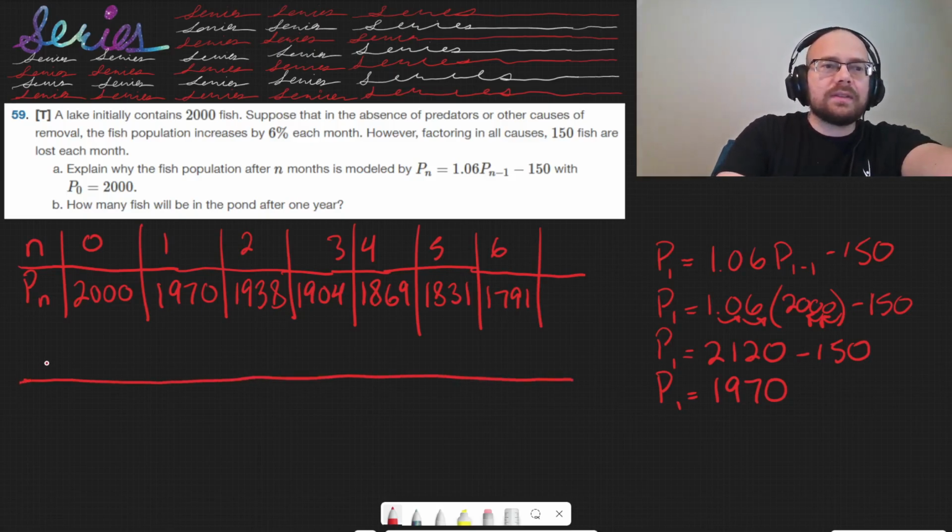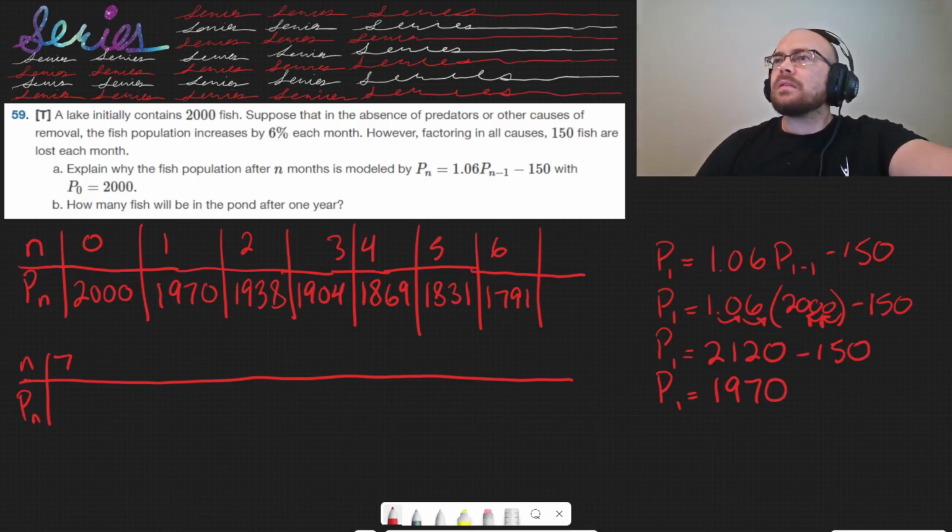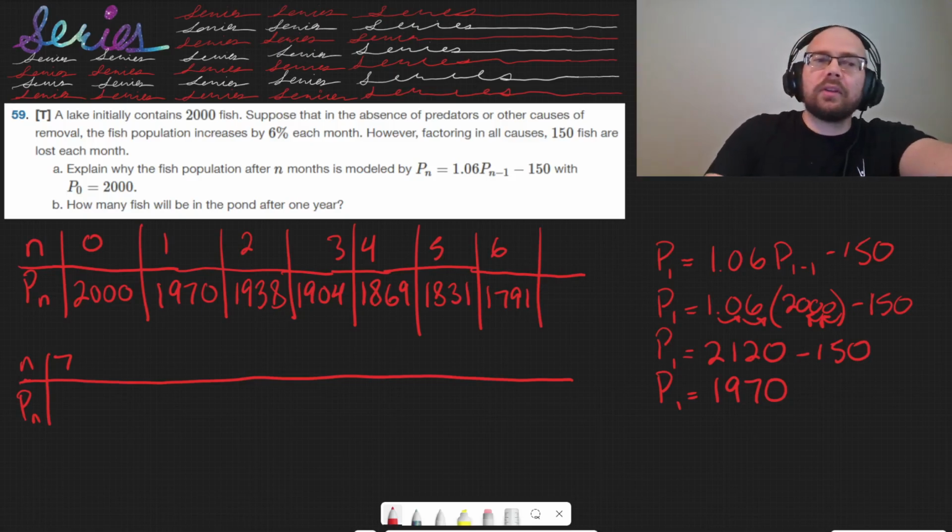So click this. So now 7. So I'm going to copy paste again. Sorry, this is a little tedious. That's just the way the recursive formula works. 1748.